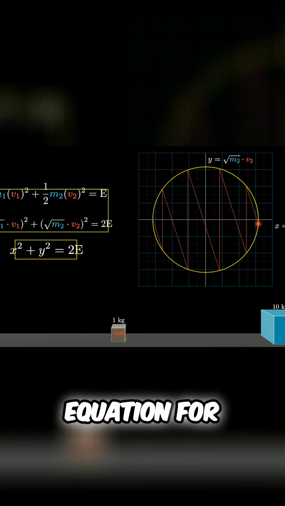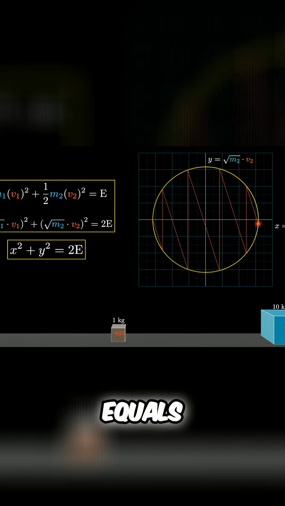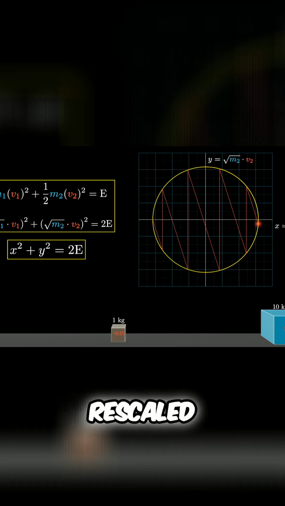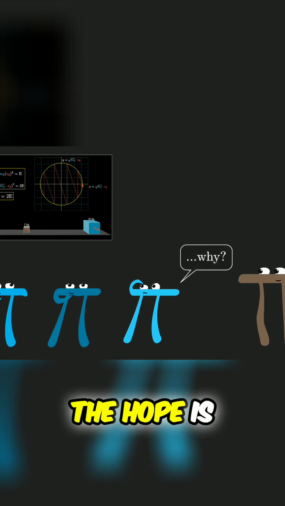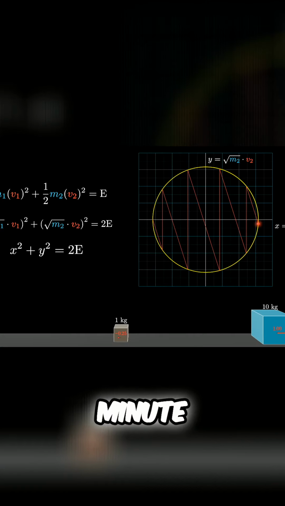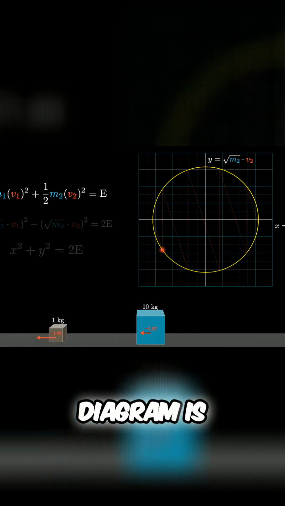And this equation for the circle, x squared plus y squared equals some constant, now captures the conservation of energy, but in this rescaled coordinate system. Like I said, the hope is that adding a little more symmetry will make our problem easier to solve. And in a moment, you'll see how this is true. Let's take a minute to get a little familiar with what this diagram is really telling us.